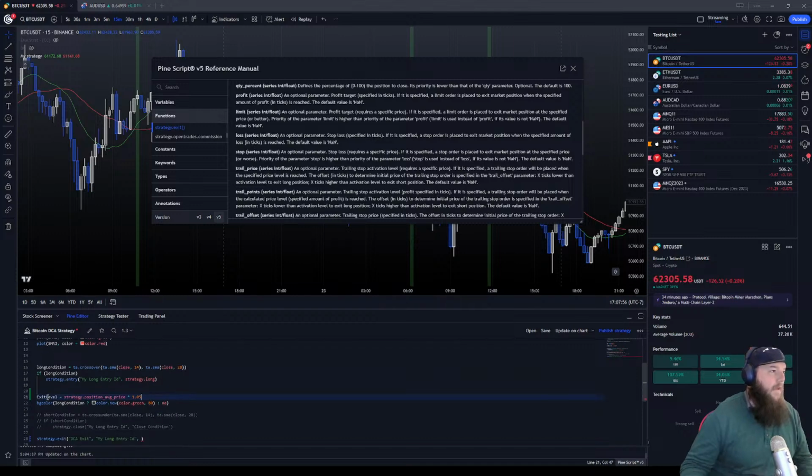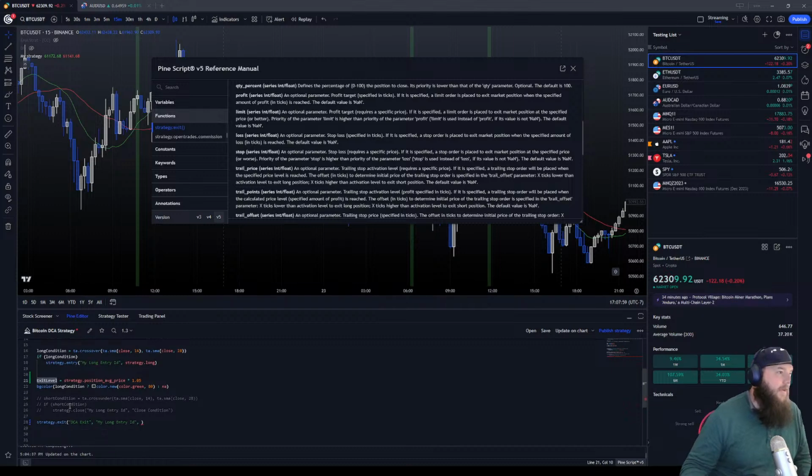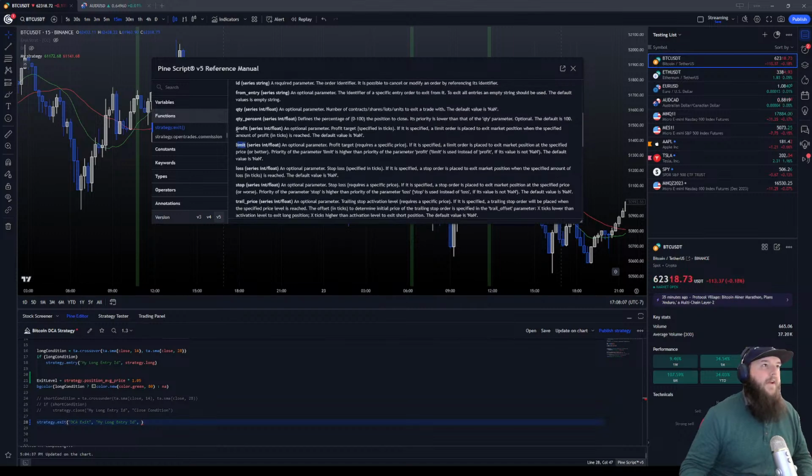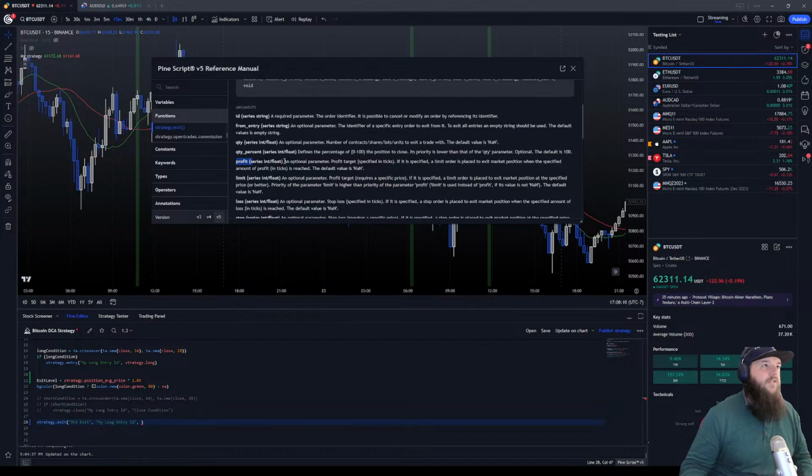And now I want to use this exit level here in this strategy.exit function. Now remember, we need to figure out if we're doing a limit or a profit on this strategy.exit. We can read what it says. Profit target specified in ticks. That is the profit parameter. Or profit target requires a specific price. Now, exit level will output a specific price, right? It's going to take the price of my entry and multiply it by 1.05. That is going to give a price level, not a ticks level.